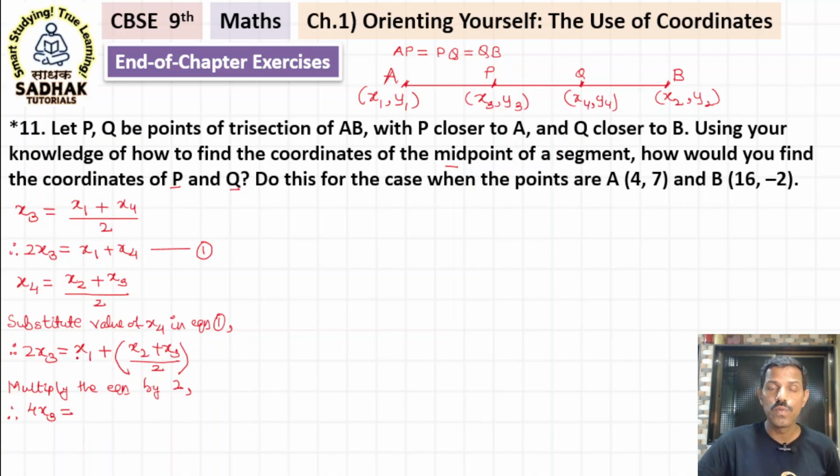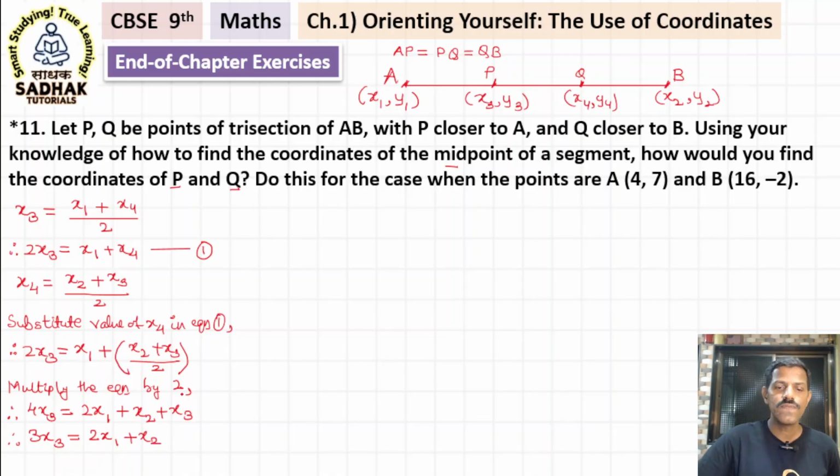On the right hand side, 2 multiplied by x1 will give us 2x1, plus 2 multiplied by this fraction. The 2 in the numerator and 2 in the denominator will get cancelled and we will get x2 plus x3. Okay, now let us take this x3 on the left hand side, because here also there is x3. When it goes on the left hand side it will become minus, so 4x3 minus x3 will give us 3x3. 3x3 is equal to 2x1 plus x2.